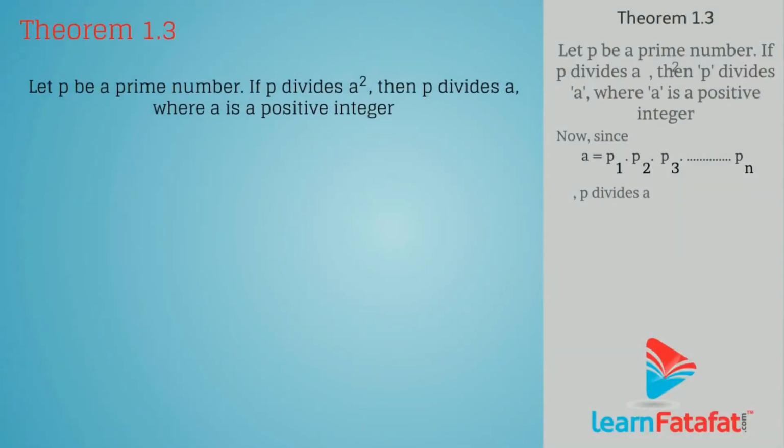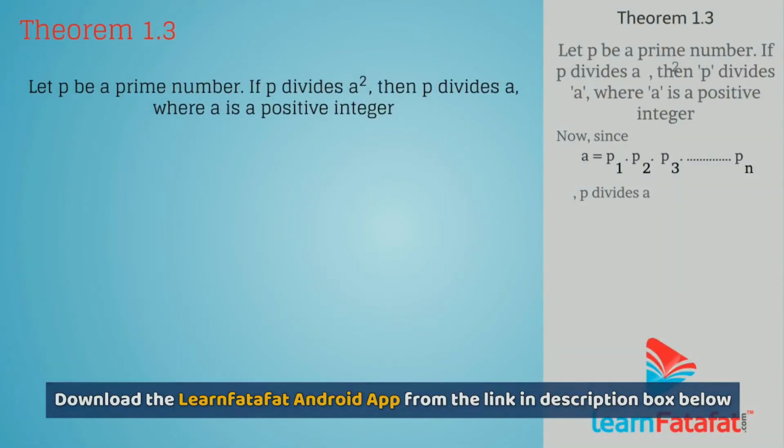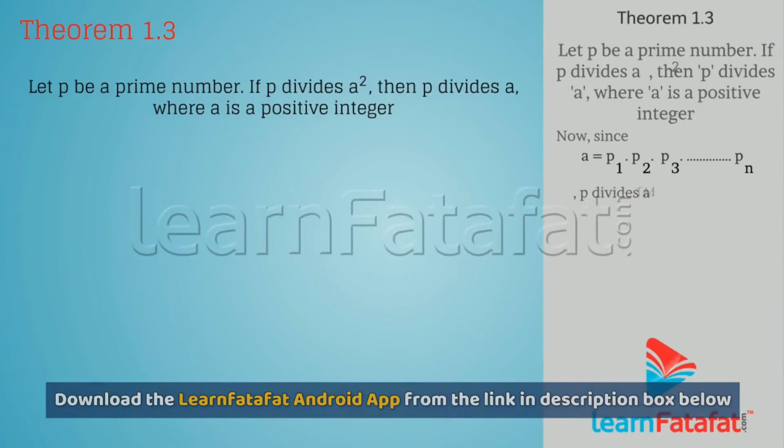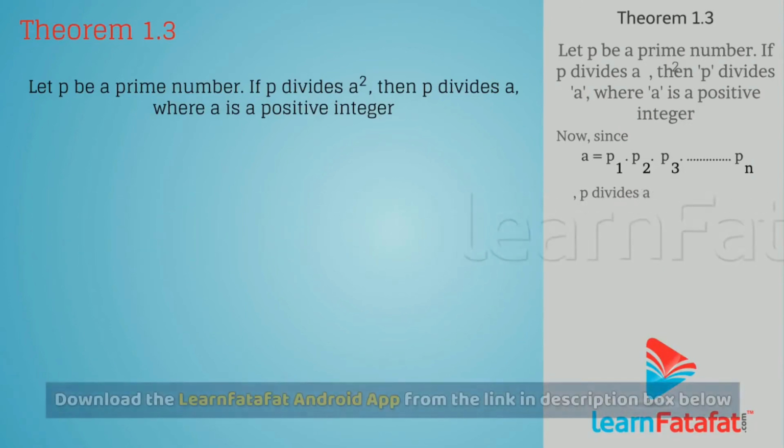Stated as, let p be a prime number. If p divides a squared, then p divides a, where a is a positive integer.